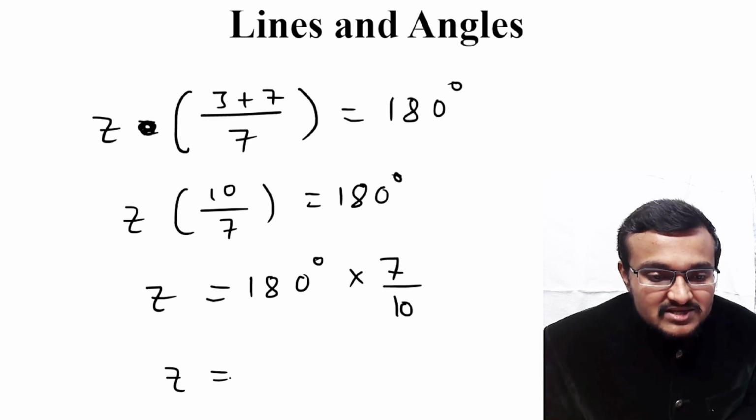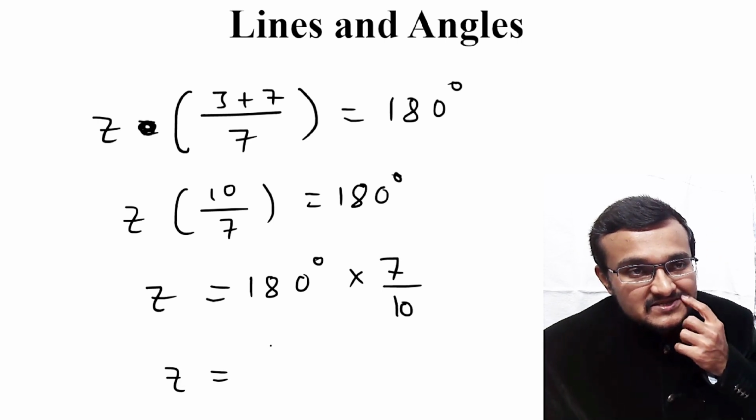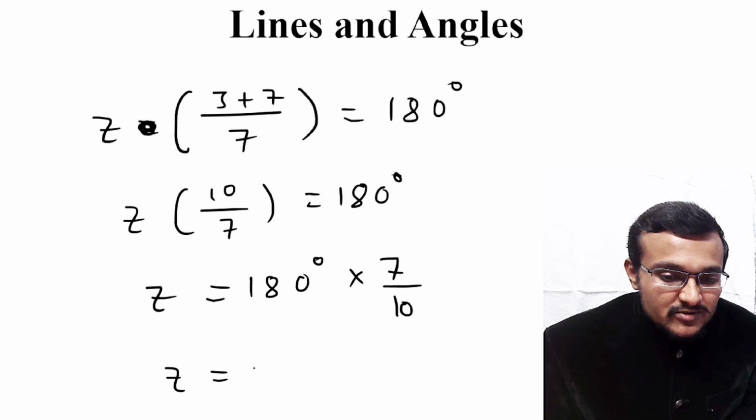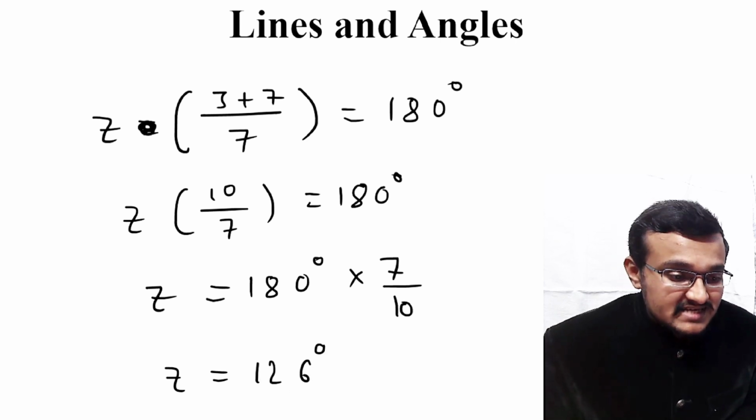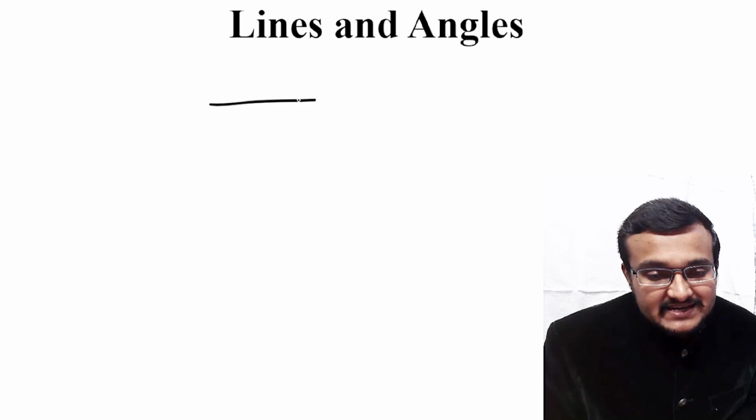18 into 7 will be, so 18 sevens are 126. So 126 degrees. So here we have got Z. In this question, you have to find out X.